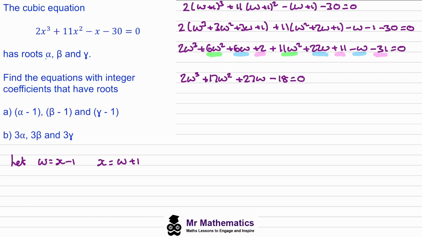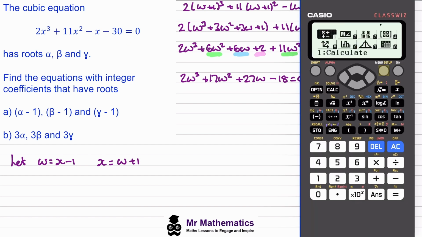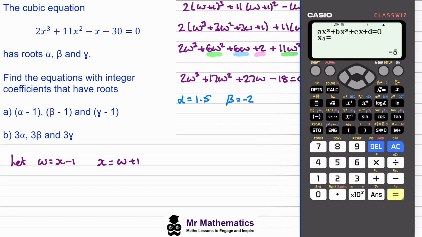If we find the roots alpha, beta and gamma from this cubic using our calculator, then we'll go into equation solver. We want polynomial, we want the third degree, then we'll enter the coefficient of x cubed as 2, then 11, negative 1, and negative 30. So you can see our original equation has a root alpha at 1.5, beta at negative 2, and gamma at negative 5.